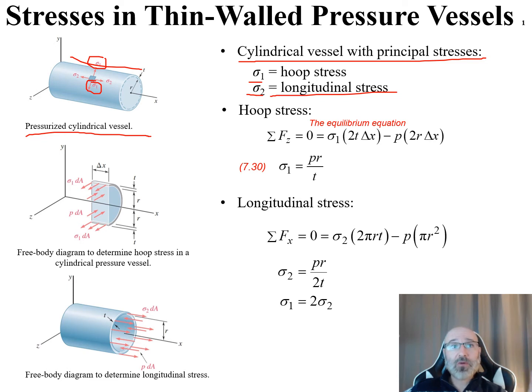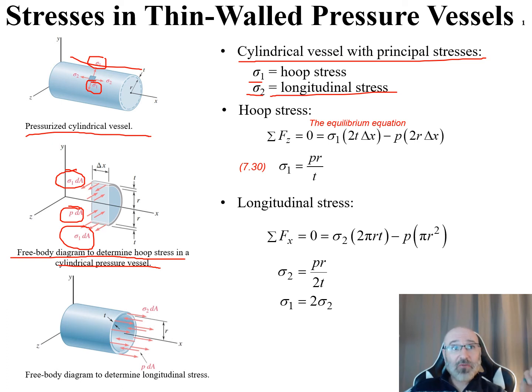Now the easiest way to do this, we'll cross-section this here and come up with our free body diagram in order to determine the hoop stress for the cylindrical pressure vessel. So if we go to our free body diagram, we can see it was our sigma 1 times our dA right there, and we have our sigma 1 dA right there, and then we have our pressure times the differential area right there. So what we want to consider now, let's do out our equilibrium equation.